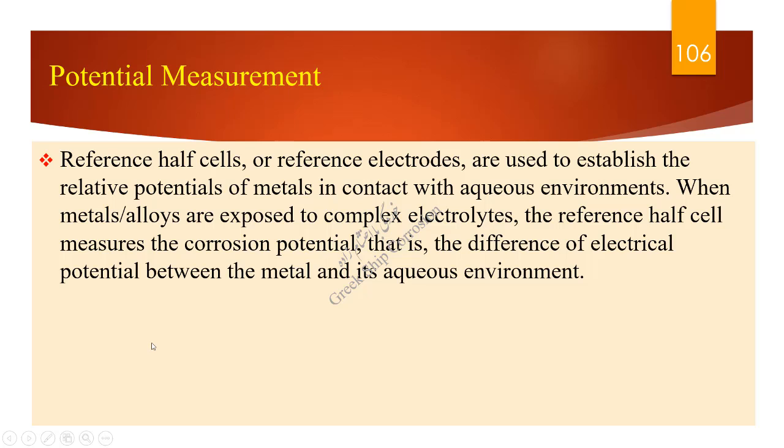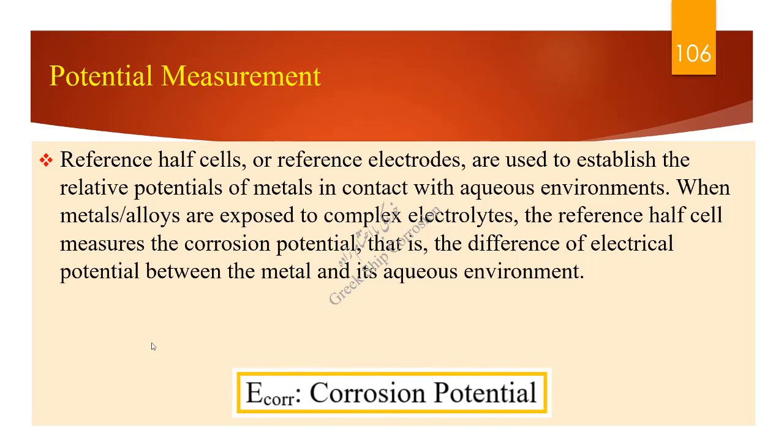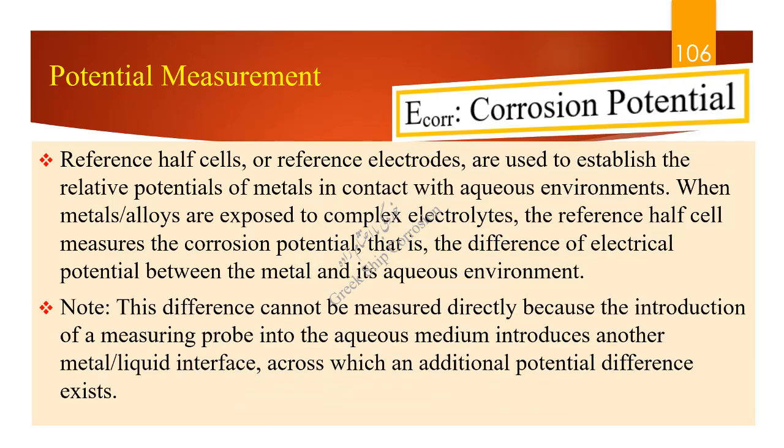Potential measurement. Reference half cells or reference electrodes are used to establish the relative potentials of metals in contact with aqueous environments. When metals or alloys are exposed to complex electrolytes, the reference half cell measures the corrosion potential. That is, the difference of electrical potential between the metal and its aqueous environment. This difference cannot be measured directly because the introduction of a measuring probe into the aqueous medium introduces another metal-liquid interface, across which an additional potential difference exists.